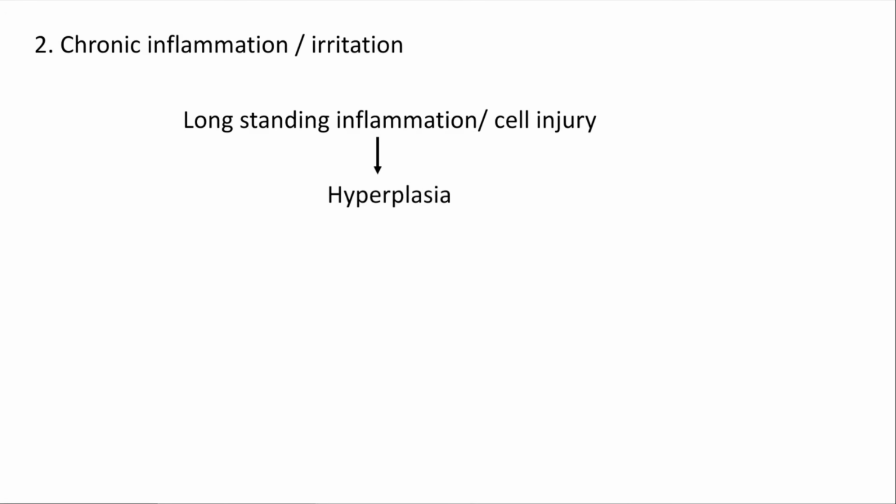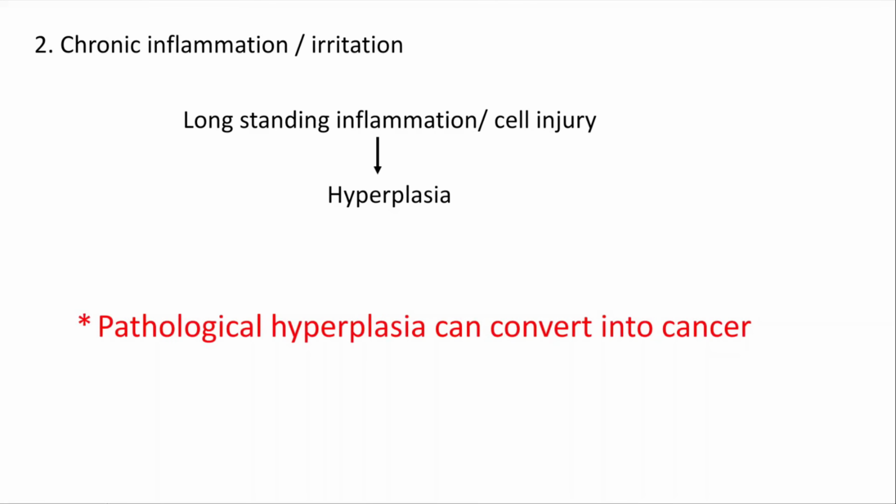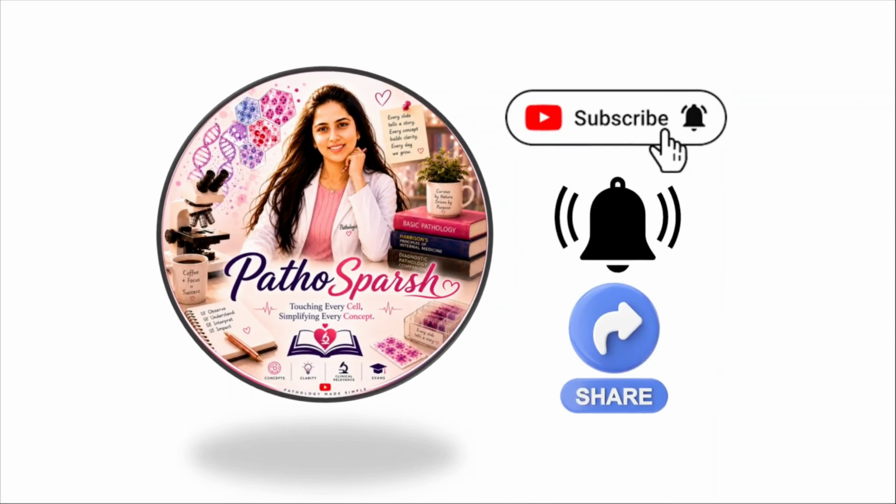Now coming to hyperplasia caused because of chronic inflammation or irritation. Whenever there is chronic long-standing inflammation or cell injury, the cells are activated to undergo increased cellular proliferation, thereby resulting in hyperplasia. Now, pathological hyperplasia, whether it is because of excessive hormonal stimulation or because of chronic inflammation or irritation, has the potential to get converted into cancer if it is there for a longer period of time. So, this completes the first part of cellular adaptation, where we have covered hypertrophy and hyperplasia in detail.